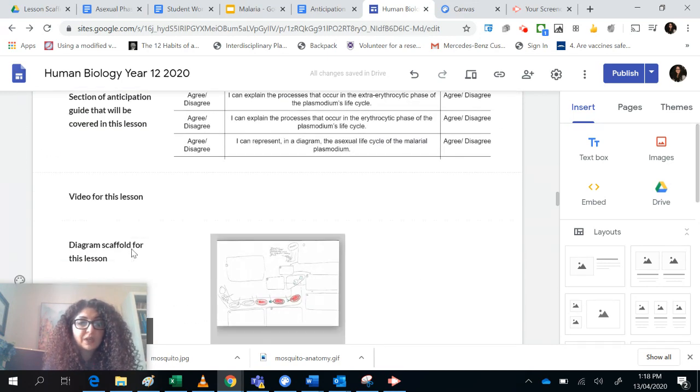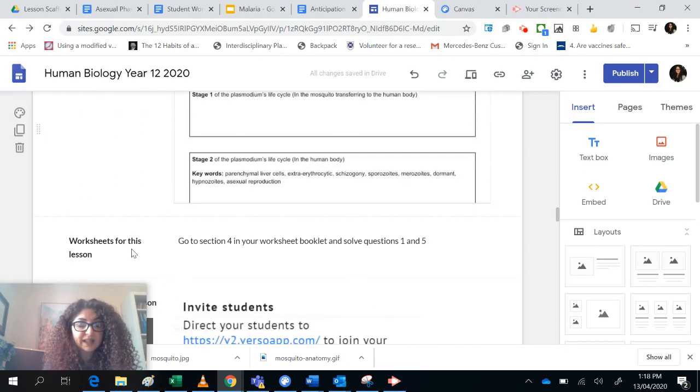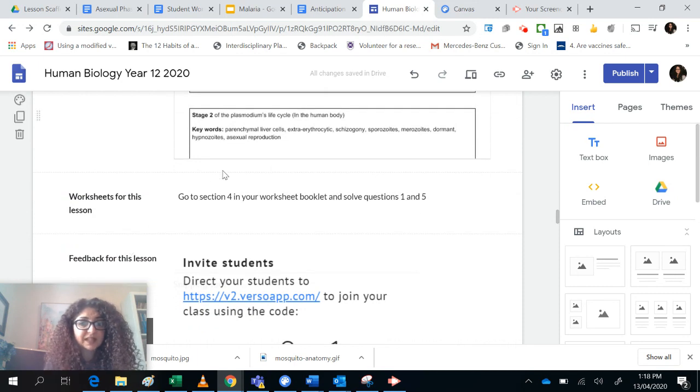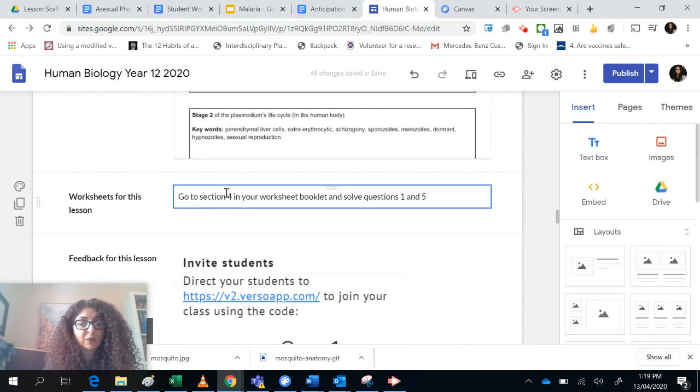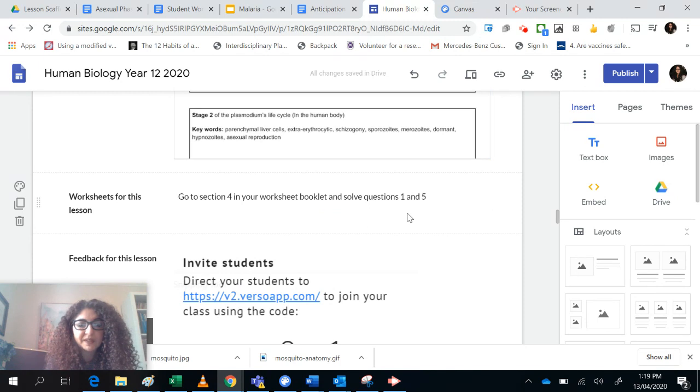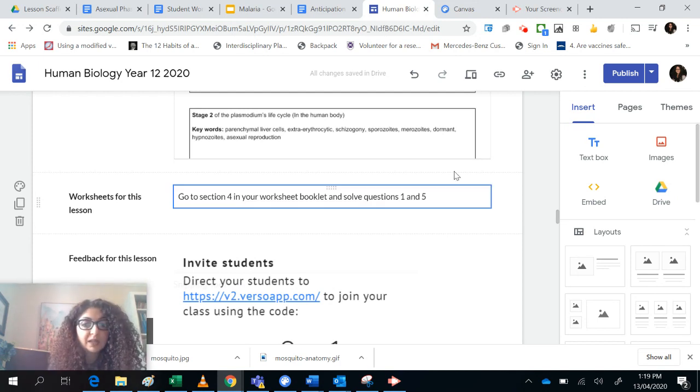Now, the only other thing that is left, we have 2 things left. If you go to section 4 in your worksheet booklet, I want you to solve questions 1 and 5. I believe in the first guide, when I gave them to you, I may have said 1 and 3. I actually want you to do 1 and 5 for this one if possible. And then again, we will put up the answer key for this one, and I'm happy to go through those questions with you as well.